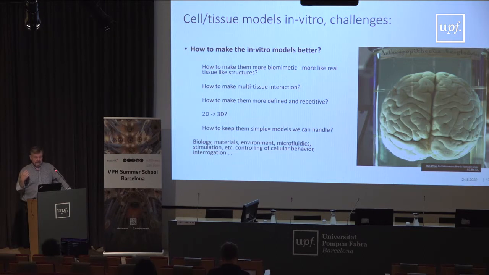And to look at tissue interactions, because the heart is not alone in the body, there are other cells as well, other organs. And a really big problem is how to make them more repetitive and defined. And of course, one big thing is going from 2D to 3D, because our organs don't grow in glass or plastic, but really have an environment of the cells.